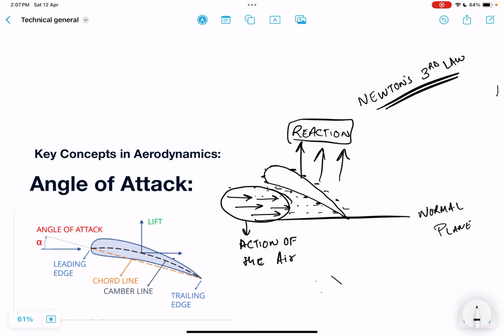So every action has an equal and opposite reaction. So if you are hitting the wing with the air from the downward section of the wing, or you want to call it from anywhere, in any case it's going to create a pressure downwards, which is going to make the aircraft lift up.